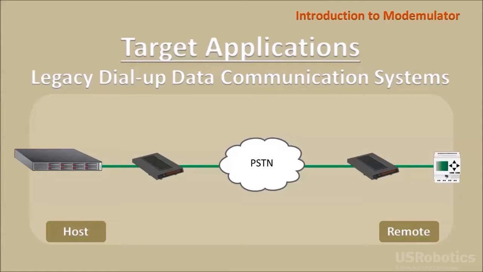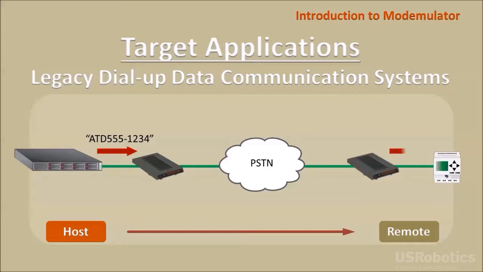Now, let's briefly review the operation of a dial-up data communication system. When the host software initiates a connection to a remote site, it sends a dial command to the host modem. The dial command contains the phone number of the remote site. Then, if the telephone network is available, the remote modem normally sends a ring indication to the remote processor. The host modem may send a confirmation back to the host software, indicating that the connection is proceeding. If the network isn't available, the host modem will send a busy or no dial tone or no carrier message instead.